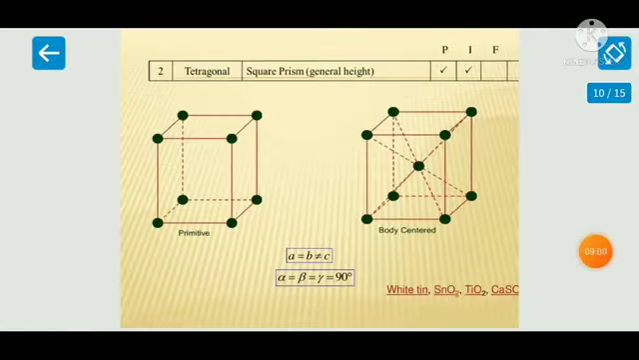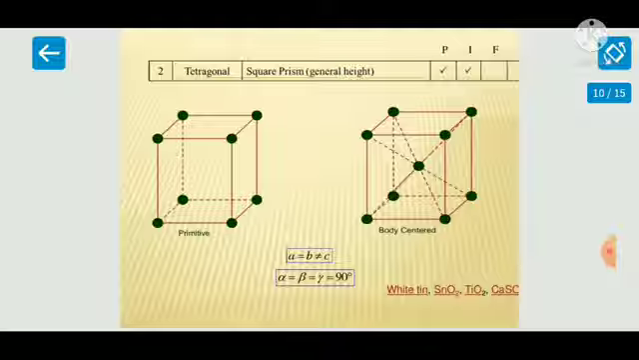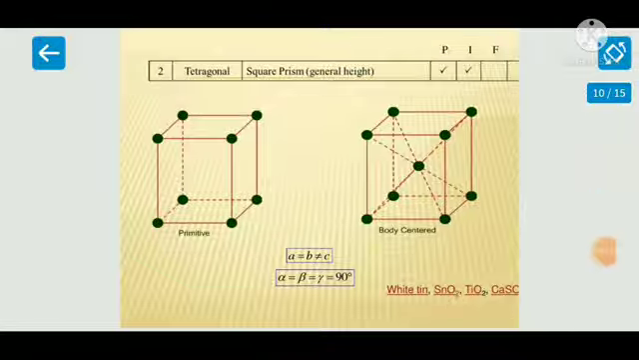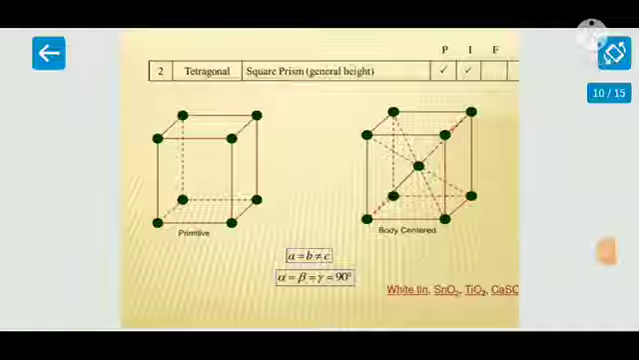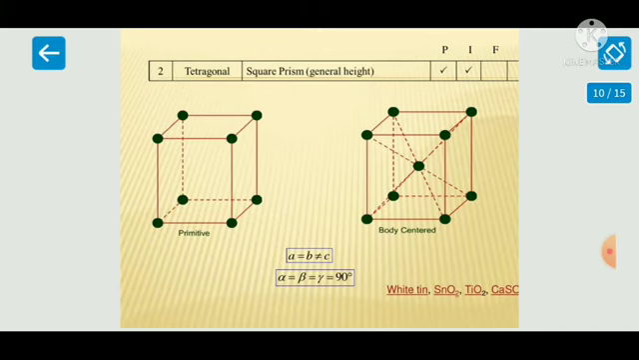Second one is tetragonal, a square prism. Already we have seen cubic. This is a square prism of general height. See that the first one is primitive, and another one is body centered. A is equal to B is not equal to C. Alpha is equal to beta is equal to gamma is equal to 90 degrees. Examples of this crystal are tin, titanium oxide. So many examples for this tetragonal, square prism.